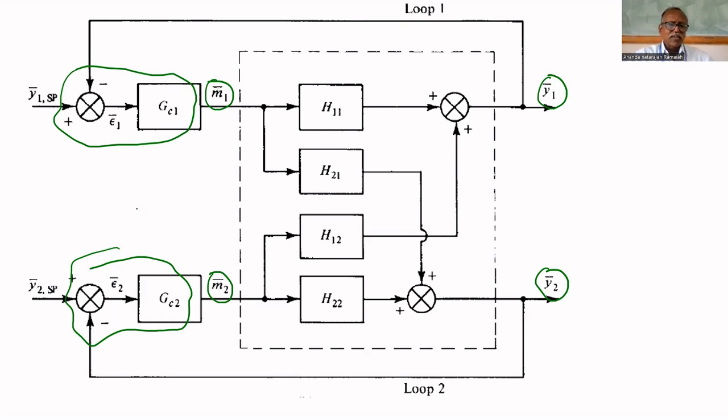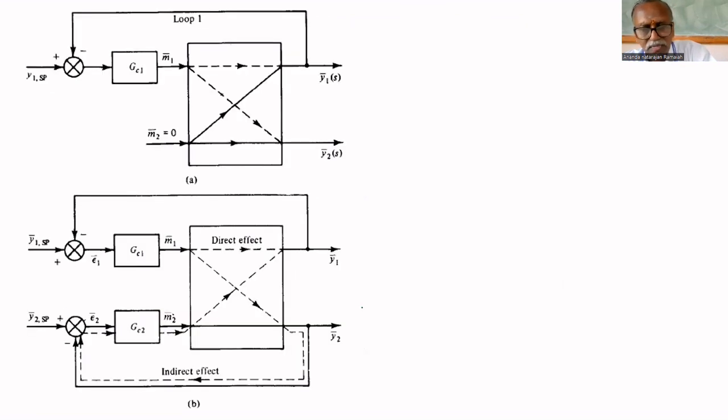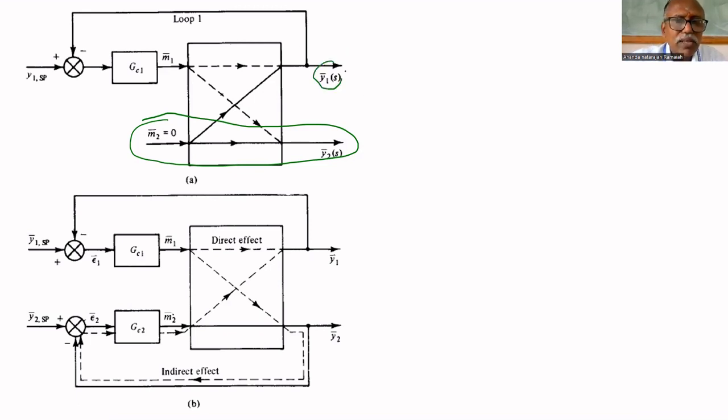Now, we can see the interaction in direct and indirect interactions that we have seen. For example, let us assume that this loop is open. Let us consider that there is no closed loop; the second loop is kept open. In that case, suppose I am controlling y1. Controlling y1 means what?